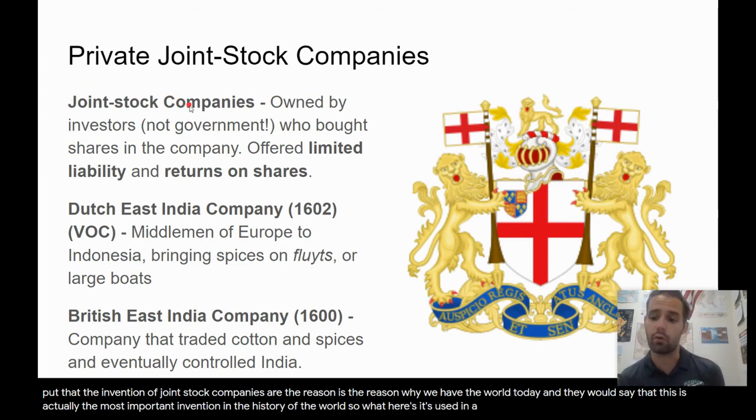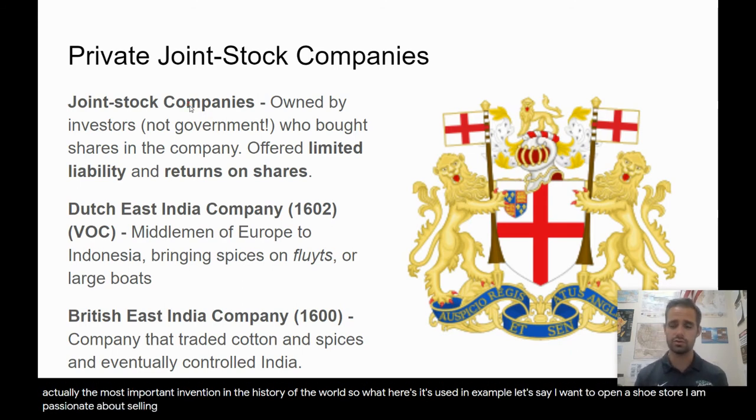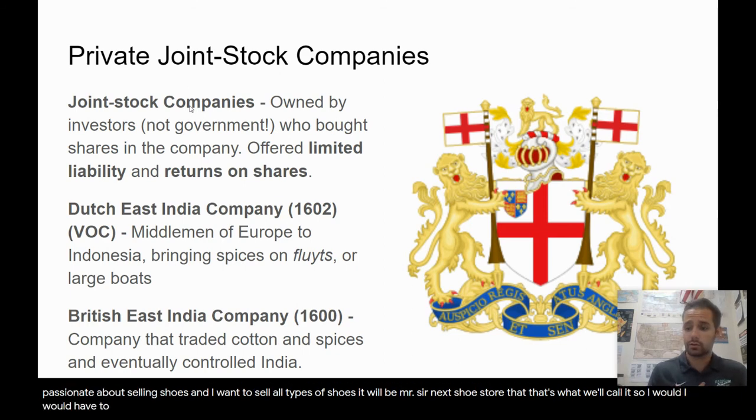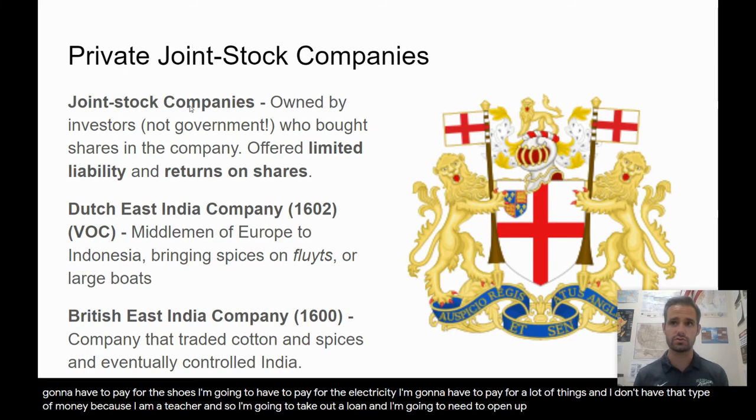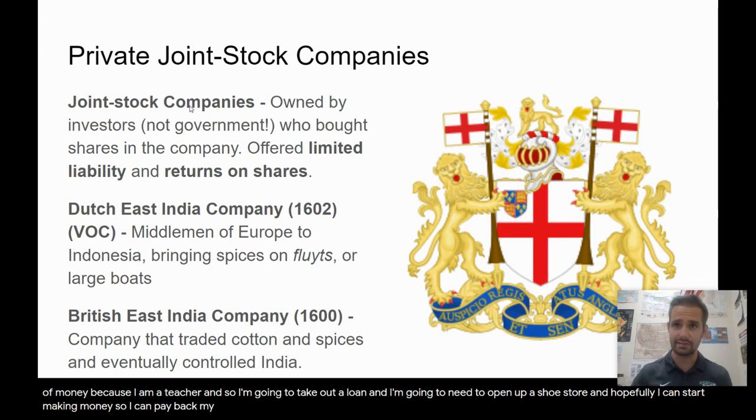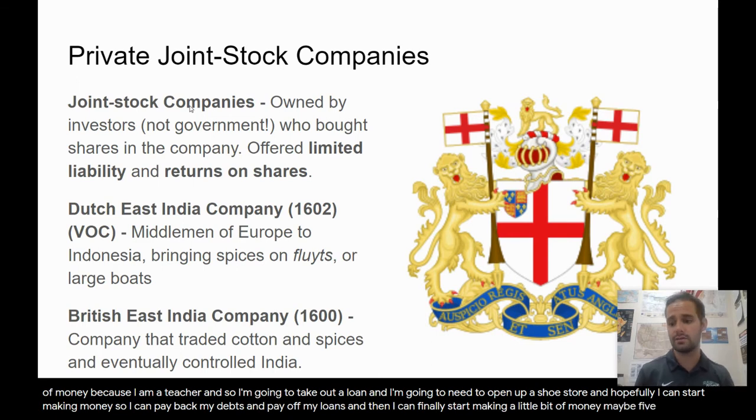Let's use an example. Let's say I want to open a shoe store. I am passionate about selling shoes and I want to sell all types of shoes. It'll be Mr. Cernak's shoe store. That's what we'll call it. In order to open that shoe store, I'm going to have to take out a loan because I'm going to have to pay for the building, the shoes, the electricity, and a lot of things. And I don't have that type of money because I am a teacher. So I'm going to need to take out a loan and open up a shoe store. Once I do that, hopefully I can start making money so I can pay back my debts and pay off my loans, and then I can finally start making a little bit of money, maybe 5 or 10 years down the road.